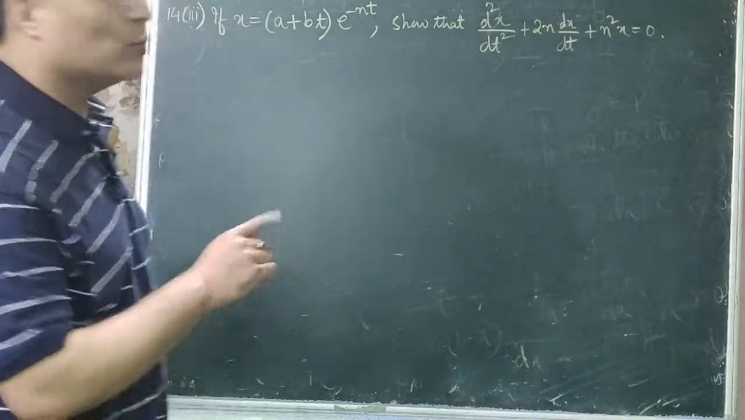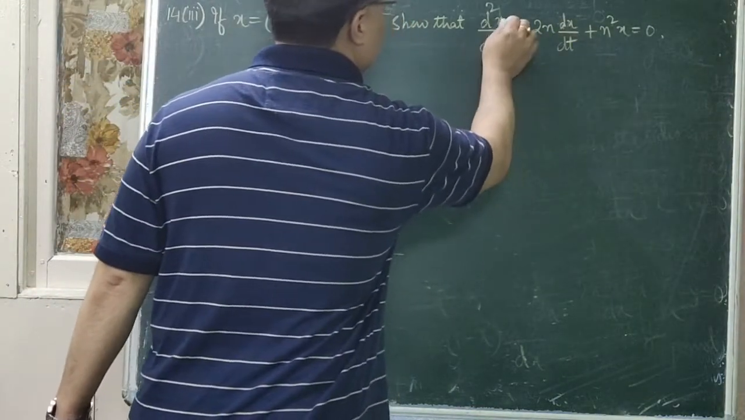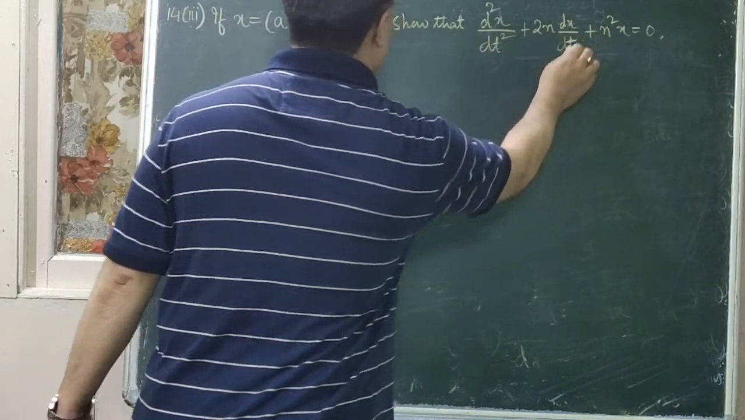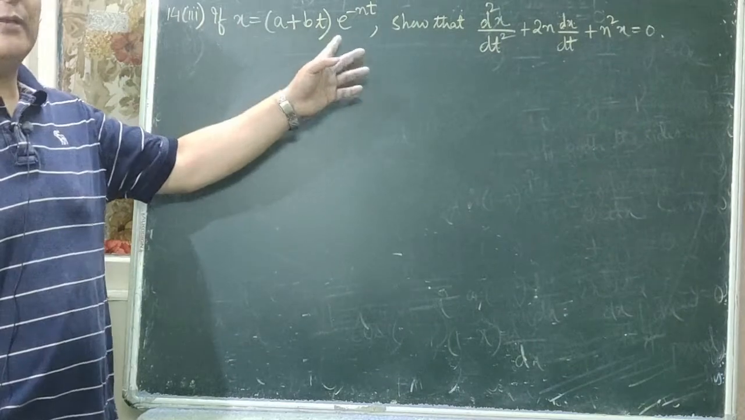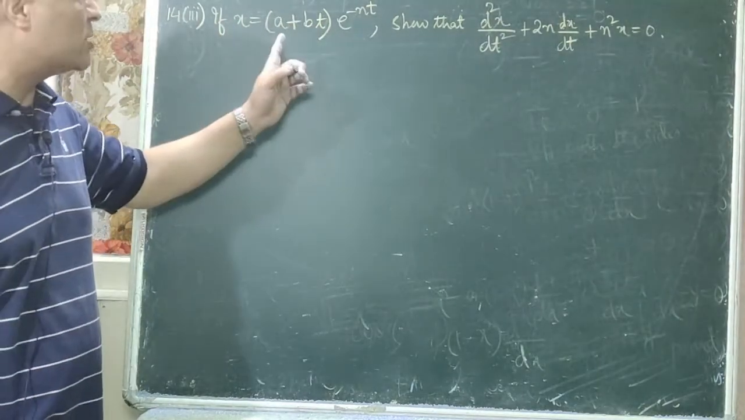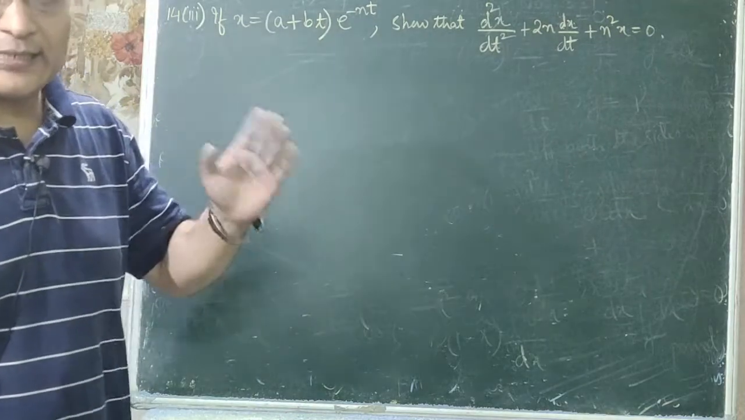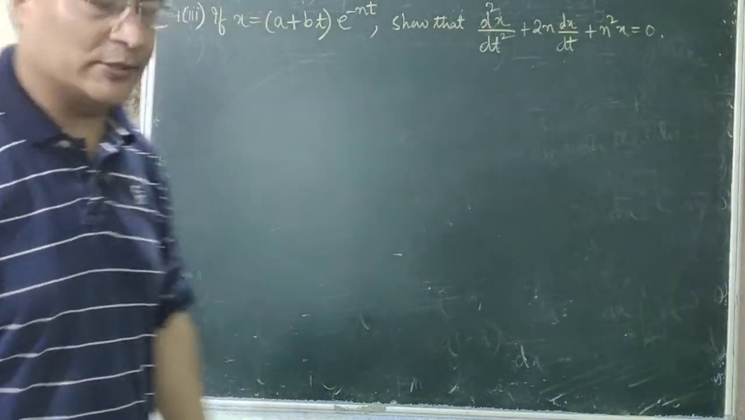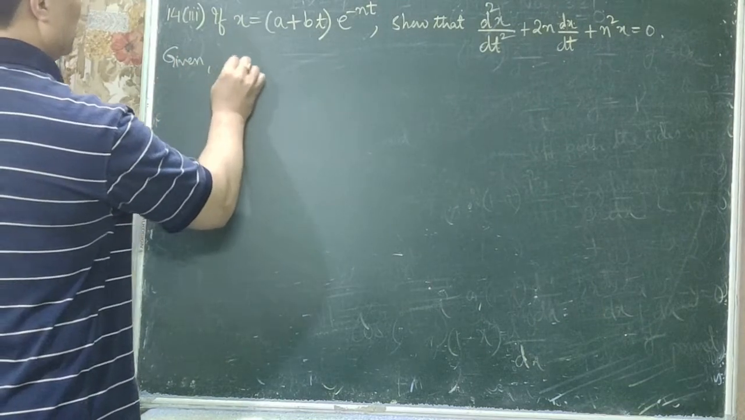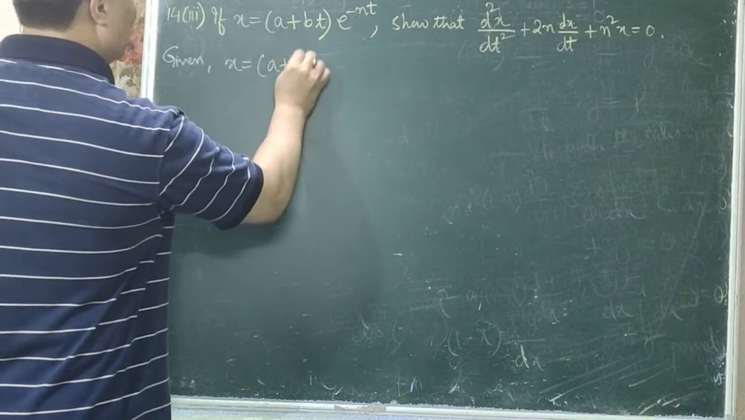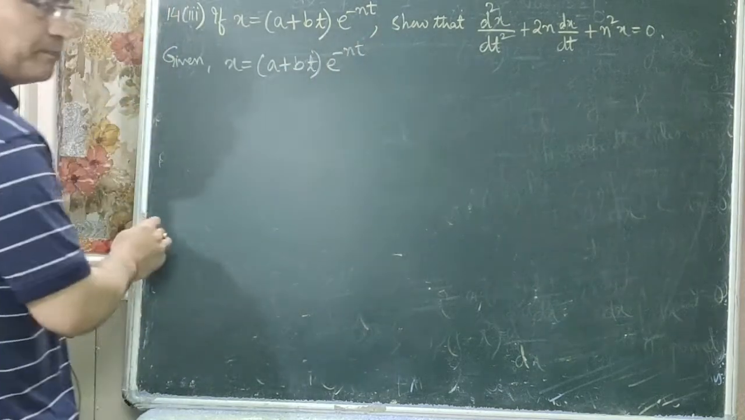So in this case, which are the two variables? Since you have to get dx by dt and d2x by dt square, so here x and t are the variables. In this, x and t are variables, and all the others are constant. That means which ones are constant? a, b and n are constant, x and t are the two variables. Okay, so here given is x is equal to a plus bt into e to the power minus nt.